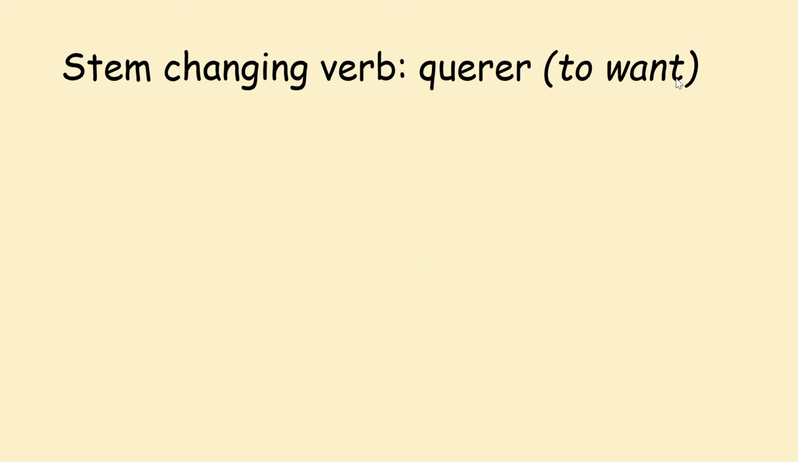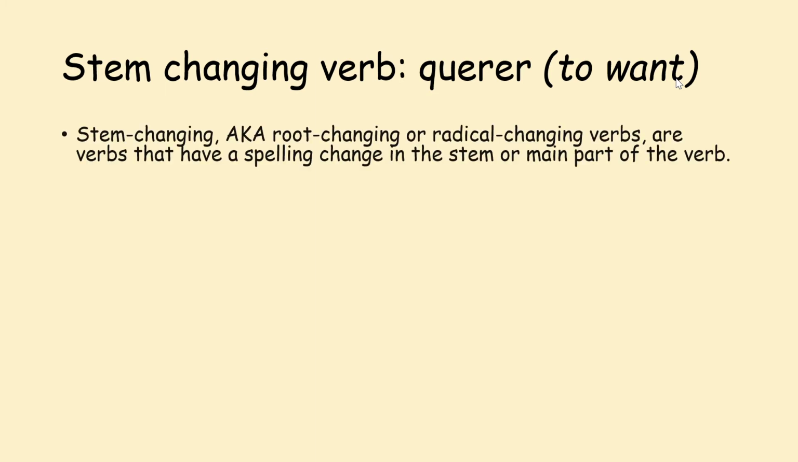So stem changing verbs, this is part of our learning objective. We have the verb here, querer, which means to want. But first of all, what is a stem changing verb? A stem changing verb, also known as a root changing or radical changing, and they're also sometimes known as boot verbs, and you'll see that in a bit. And these are verbs that have a spelling change in the stem or the main part of the verb.